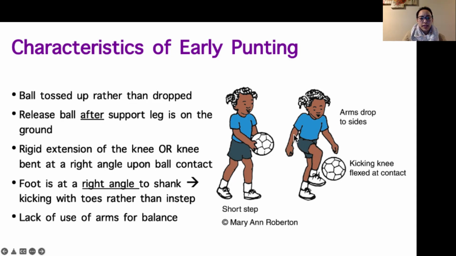You can also see here there's a lack of use of the arms. They just drop to the side, so they're not really being utilized for balance or to counterbalance different rotational movements that could occur in the trunk or the pelvis as the leg is swinging through for the kick.